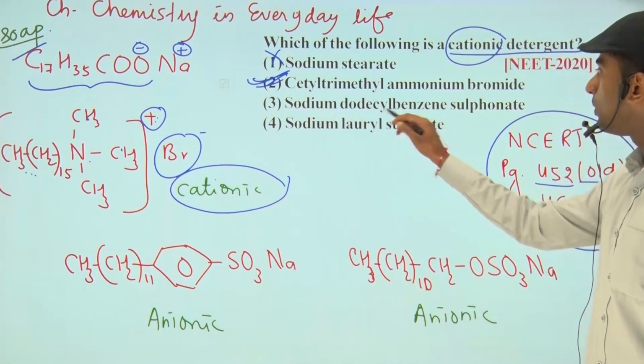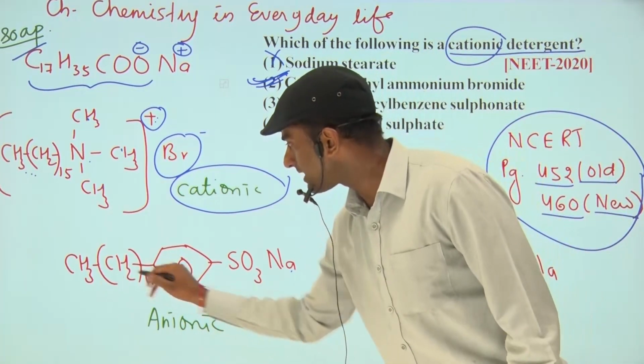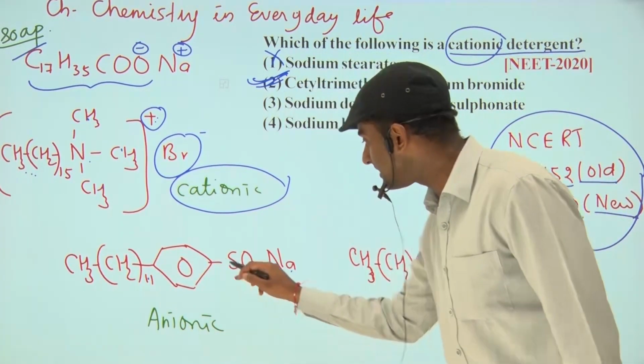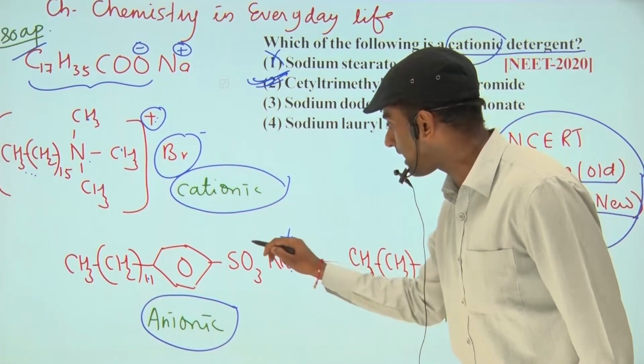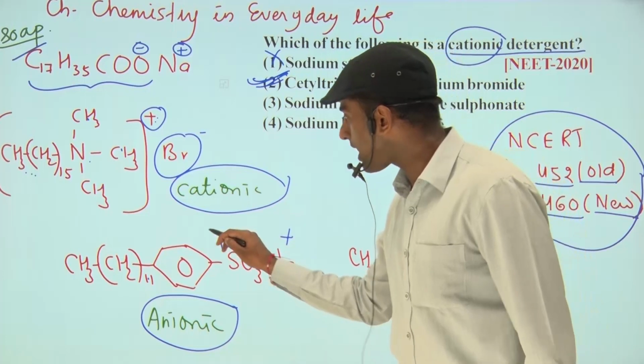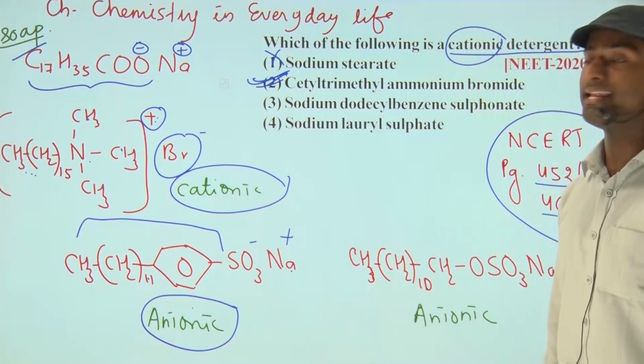Next is sodium dodecyl benzene sulfonate. Sodium dodecyl, for the 12 carbon chain, benzene sulfonate, and student, this is the anionic. How can we say? Because of the plus and the minus part. The carbon chain is bonded by the negative part, because of that it is going to be called the anionic.